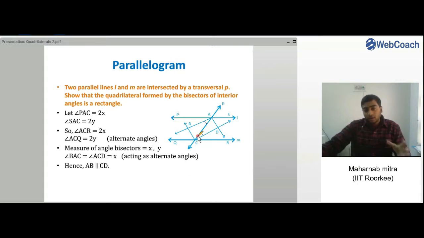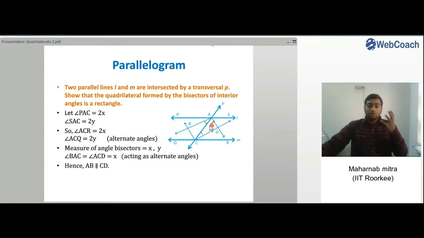And can you observe something? The upper angle is made by the transversal P with the ray AB, and the bottom angle is made by the transversal and the line CD, right? So they are acting as alternate angles, and if we have alternate angles and both of them are equal, we can say that the lines which are making them are parallel to each other. Hence we get AB is parallel to CD.